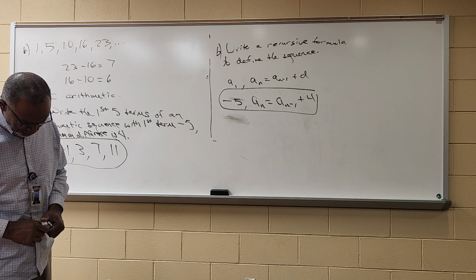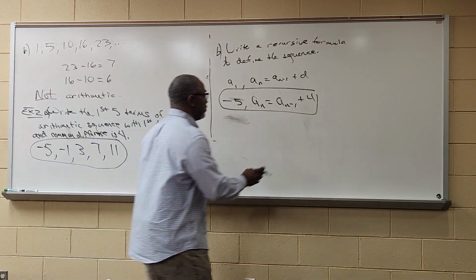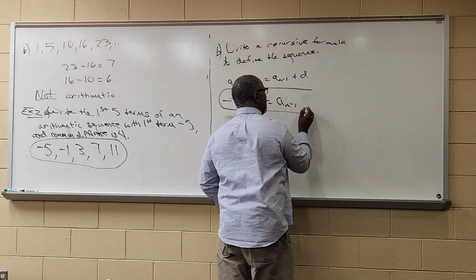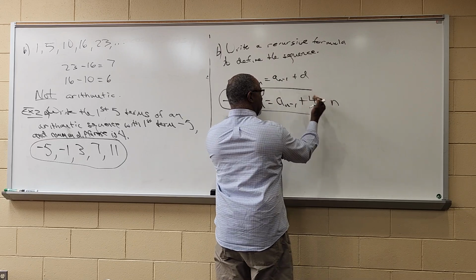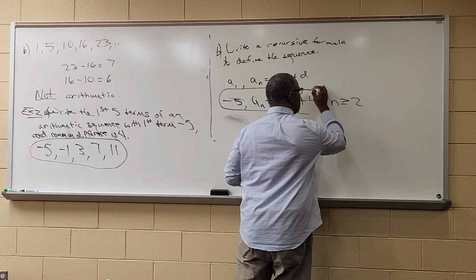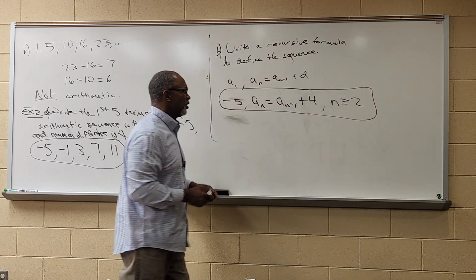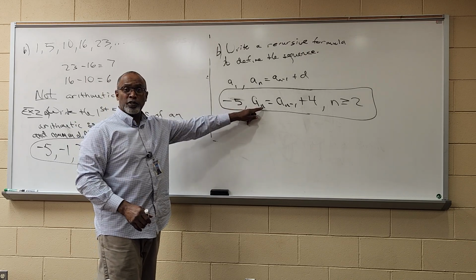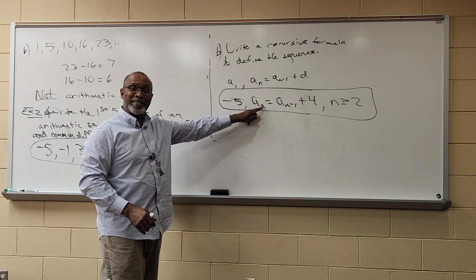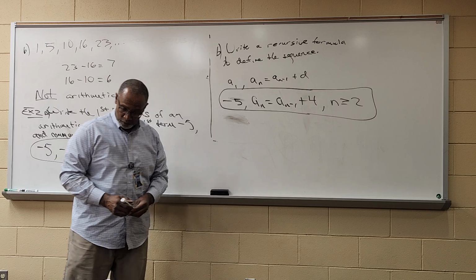Just using that formula. And this is for n bigger than or equal to 2. I do need to put that. AN equals AN minus 1 plus 4. This one right here is only for n bigger than or equal to 2. You have to have that restriction, because A1 is defined to be negative 5. So this recursive formula is only when n is at least 2.